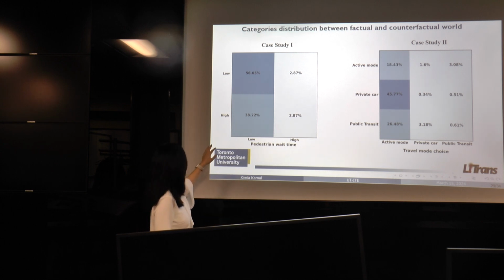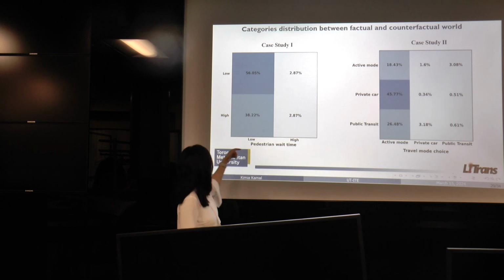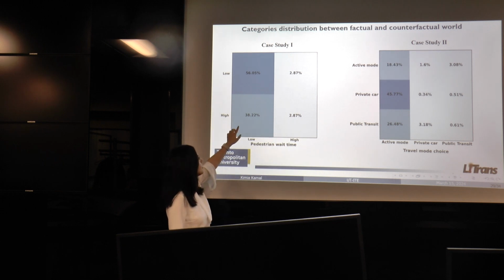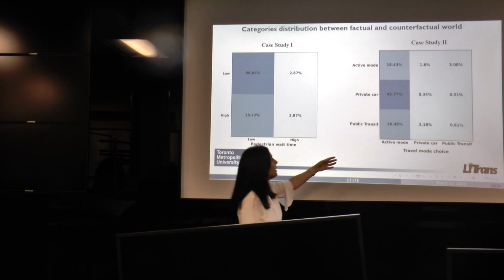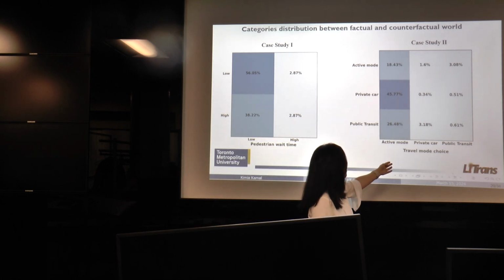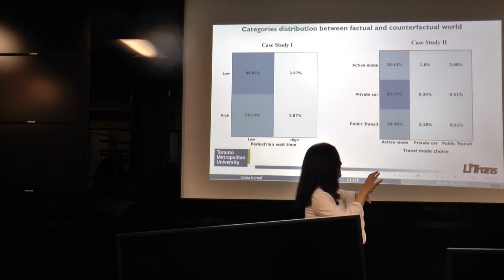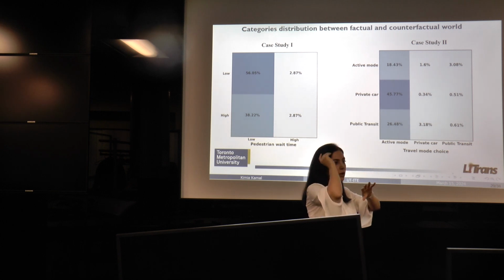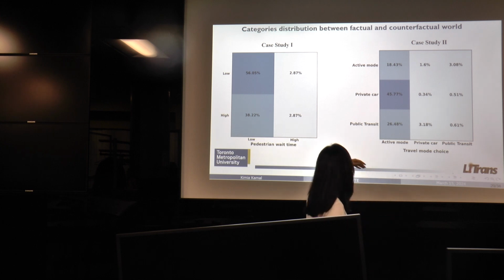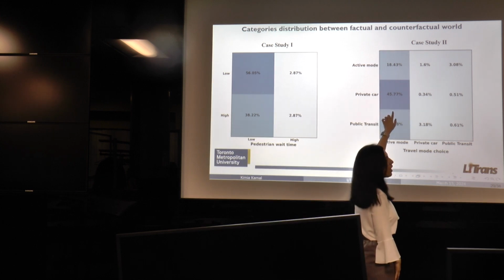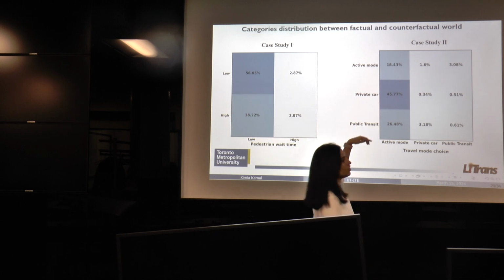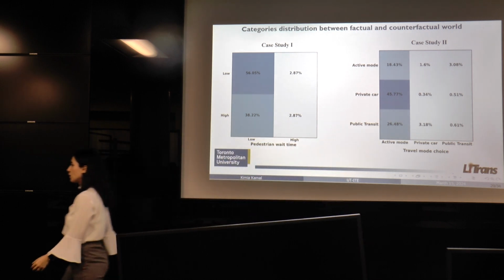For instance, in the case of pedestrian waiting time, as you can see, approximately 38% of individuals change their waiting time from high to low. And in the counterfactual world, for travel mode choice, once we intervene in the system and provide close recreational amenities, 45% of individuals change their travel mode choice.